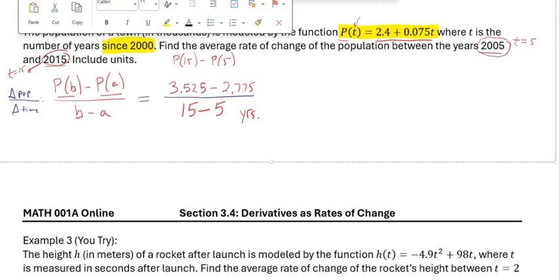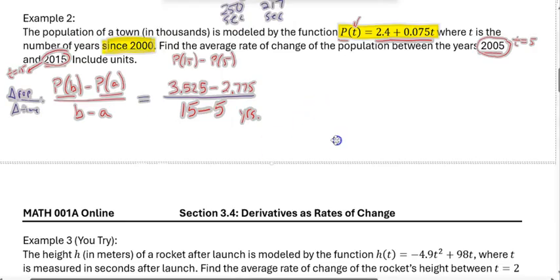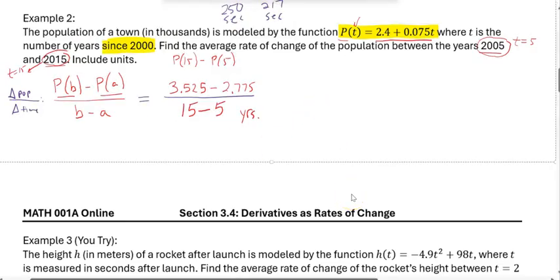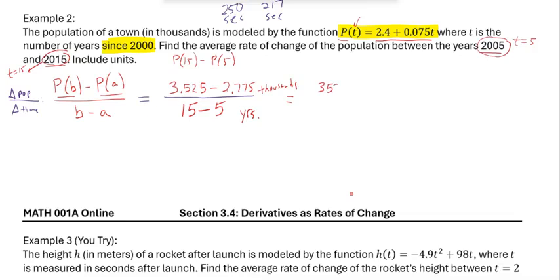Now remember that this is talking about thousands of people. So don't think that there's 3.5 people. It's 3.525 thousand people. So let's modify this so it makes more sense. We're talking about 3,525 people, and back in the year 2005, there were only 2,775 people. That's over a 10-year span. Okay, so this is people.